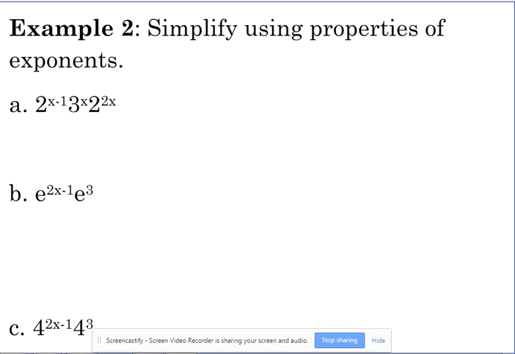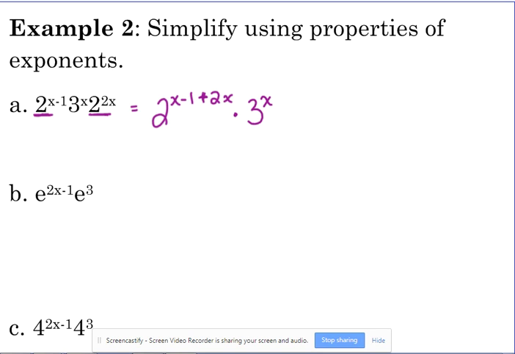They have to have the same base, right? We can only put together the ones that have the same base. So the 2 to the x minus 1 times 2 to the 2x, what do we do with our exponents when we are multiplying? We add them, okay? So just so that it's kind of clear, you don't have to put this intermediate step, but some of you need to see it. You add x minus 1 plus 2x, and that's still times 3 to the x.